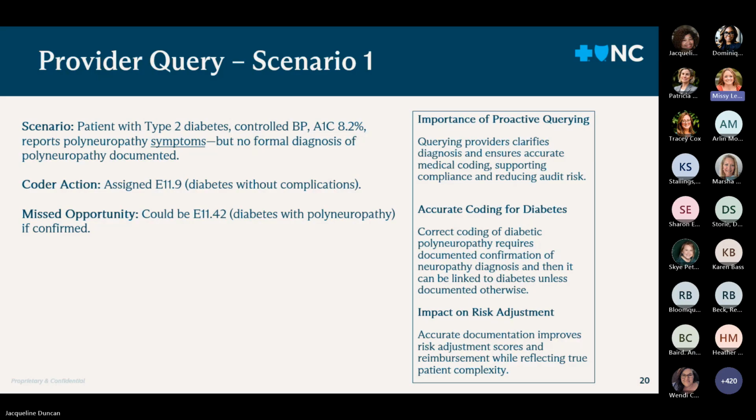Also, make sure the provider updates their documentation to support the polyneuropathy diagnosis with an addendum signed and dated by the provider. In the case that querying the provider is not an option, unfortunately, you would have to use the code for diabetes without complications. The takeaway is that querying isn't a burden, it's a safeguard. Every query helps close gaps between documentation and coding, ensuring compliance, accurate risk scores, and proper representation of patient complexity.